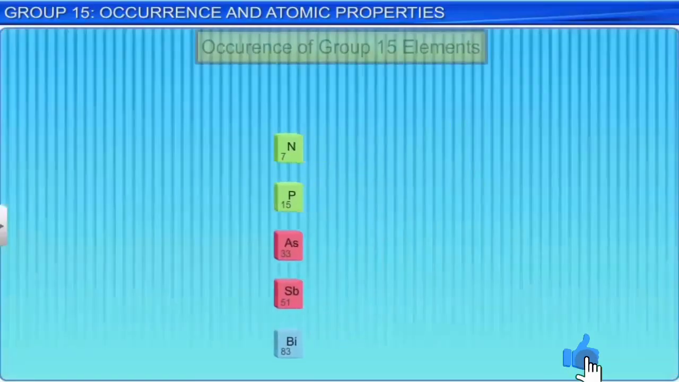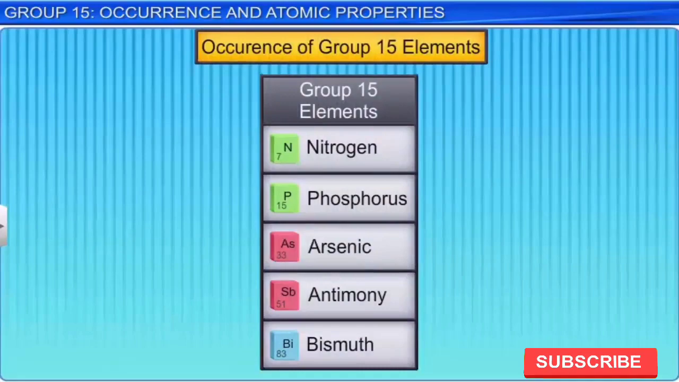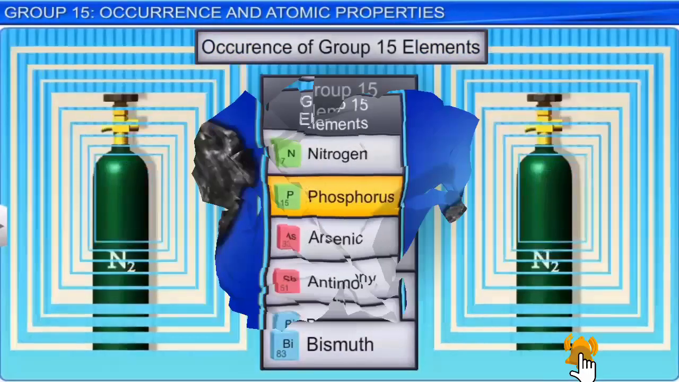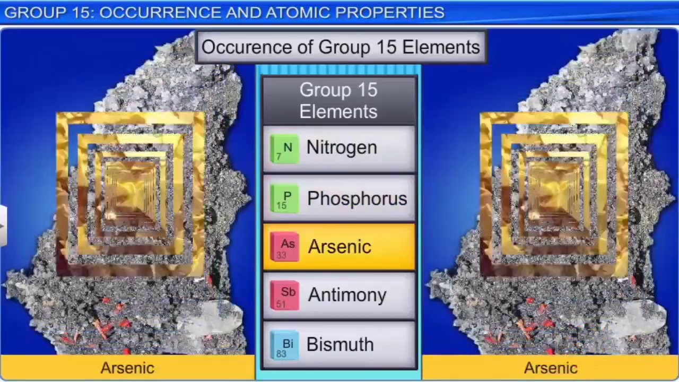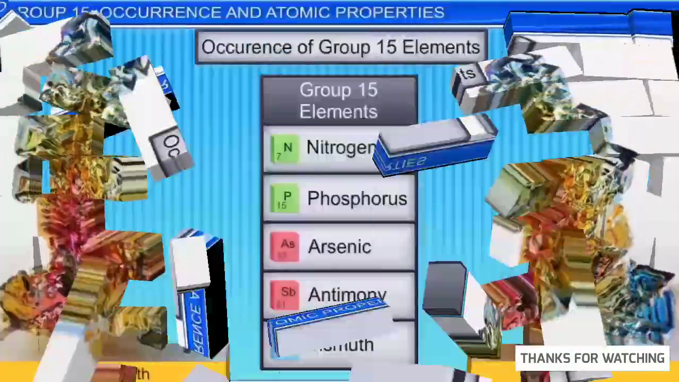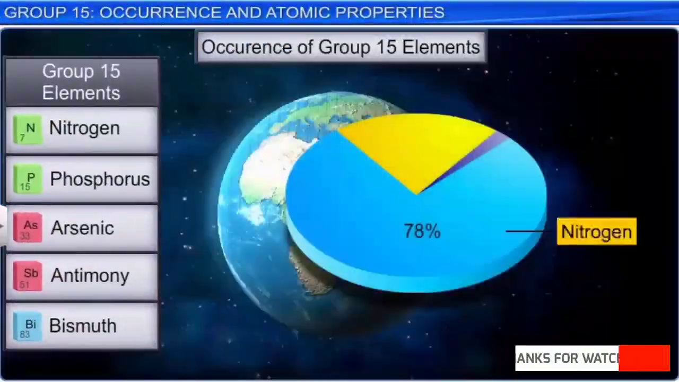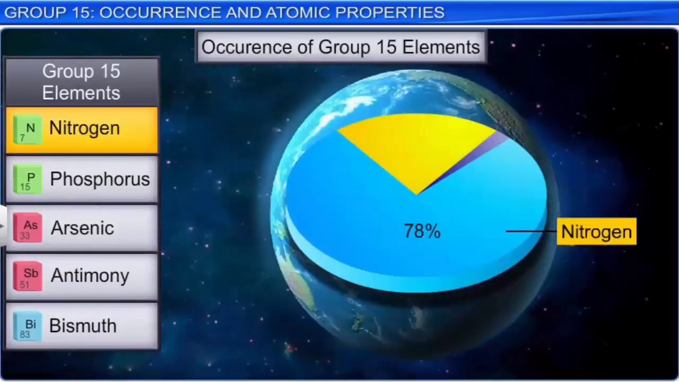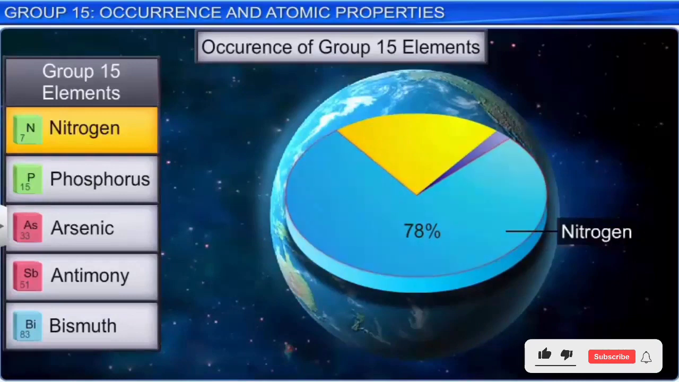Now, let us turn to the study of group 15. It includes nitrogen, phosphorus, arsenic, antimony, and bismuth. The first element is nitrogen.